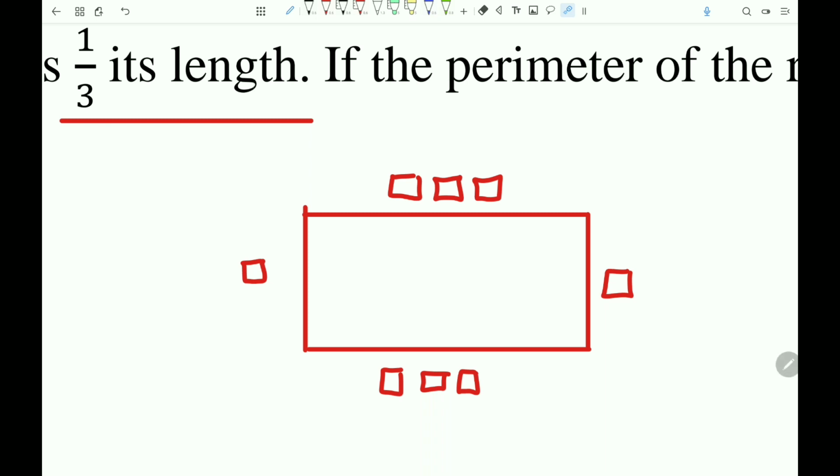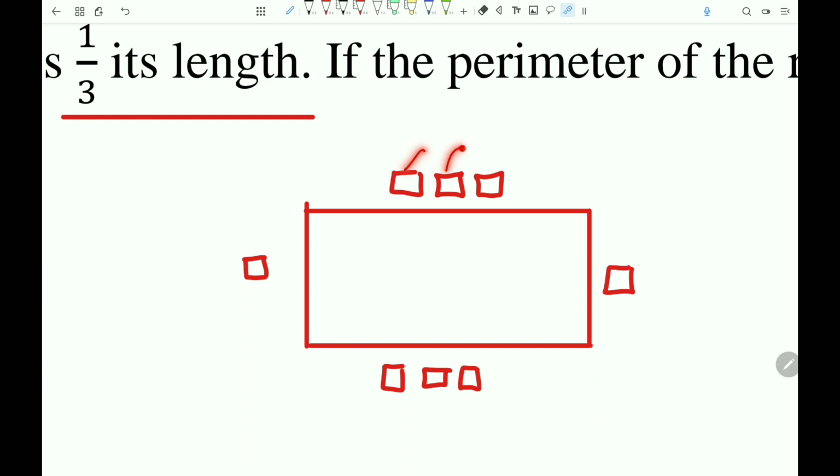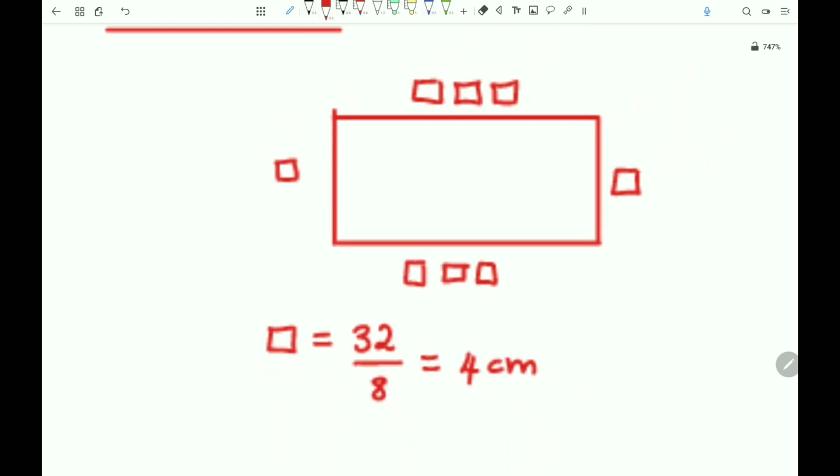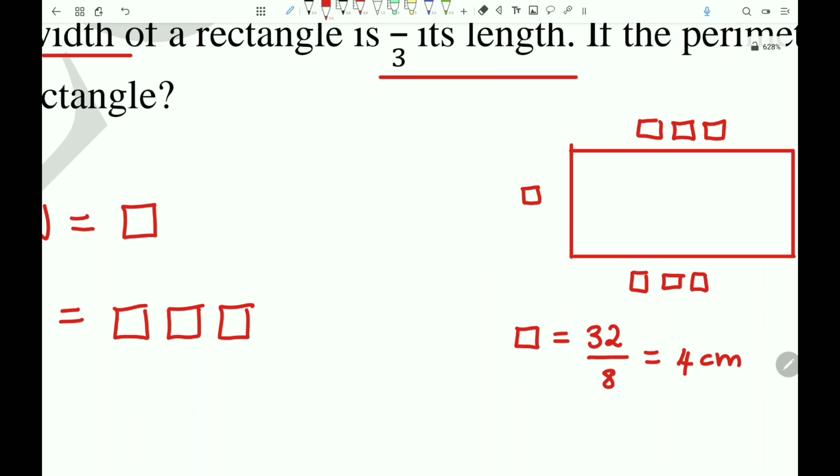Now around this rectangle, let's count how many boxes we have. 1, 2, 3, 4, 5, 6, 7, 8. So that means that if 8 boxes would be equal to 32 centimeters, then 1 box would be 32 divided by 8, which is 4 centimeters. That means our width is 4 centimeters and our length is 4 multiplied by 3, which is 12 centimeters.